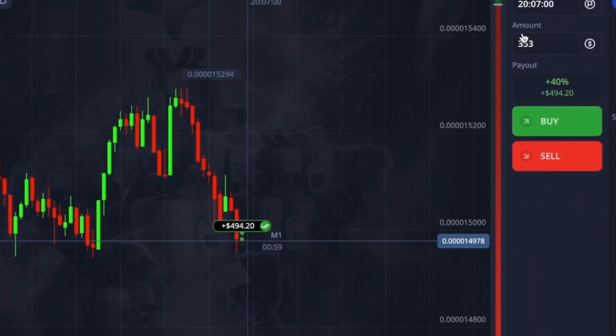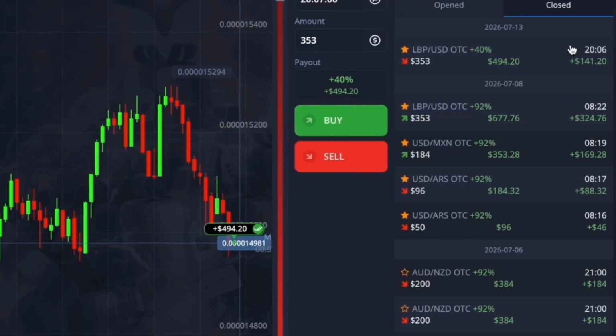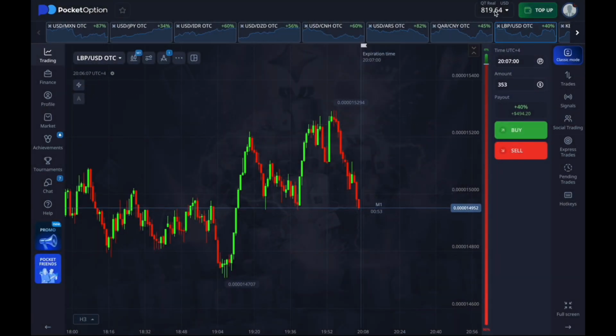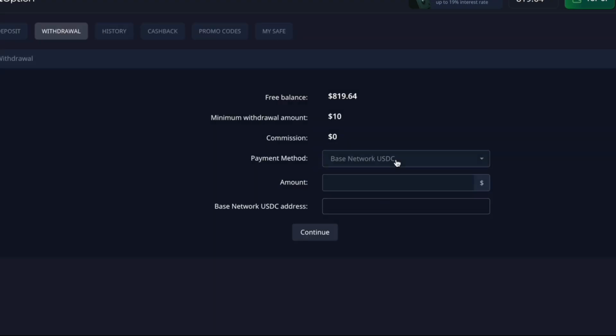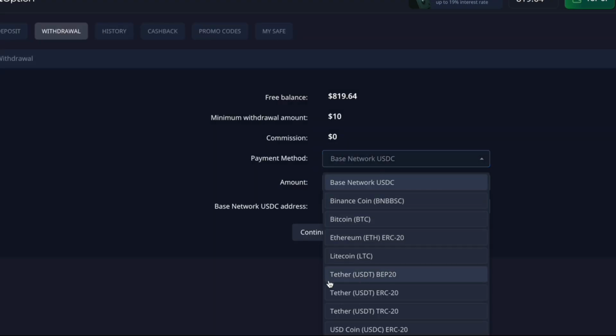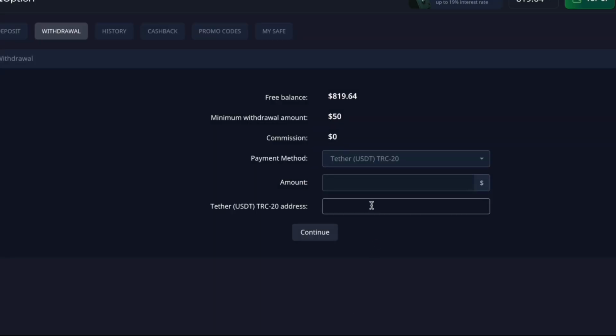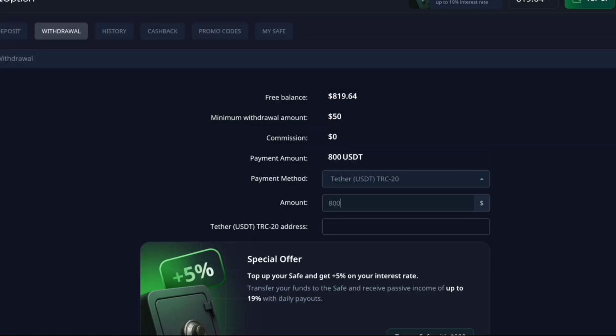Alright traders, as you can see, the trade went perfectly in my favor and that's the only trade I am taking today. Now it's time for the withdrawal process. I'm choosing the USDT TRC20 for withdrawal method and entering my desired withdrawal amount, that is $800. Next, I will paste my TRC20 wallet address and click continue.